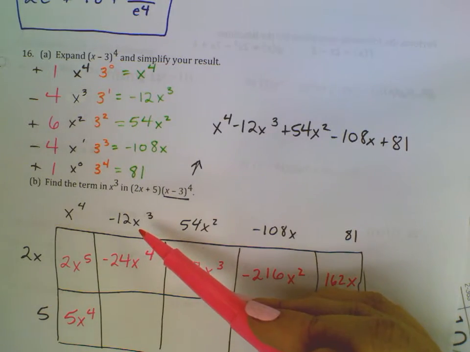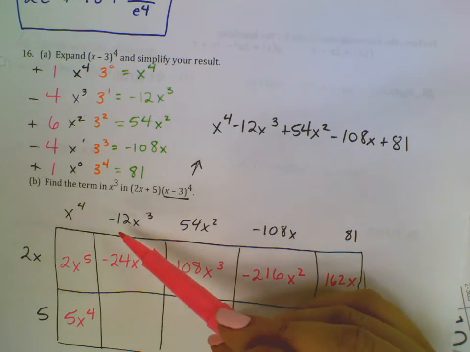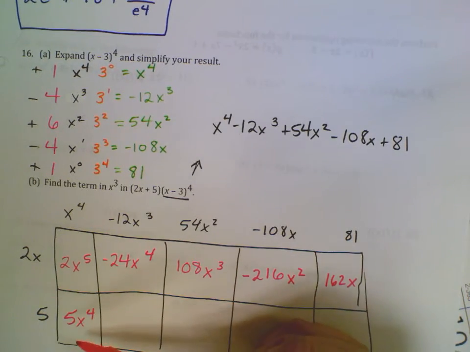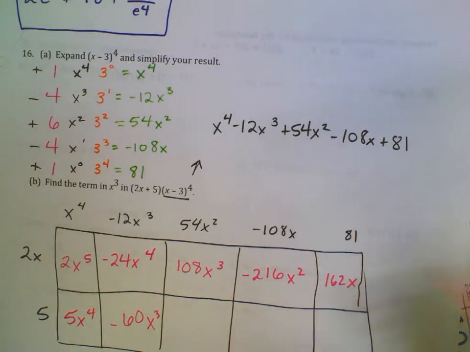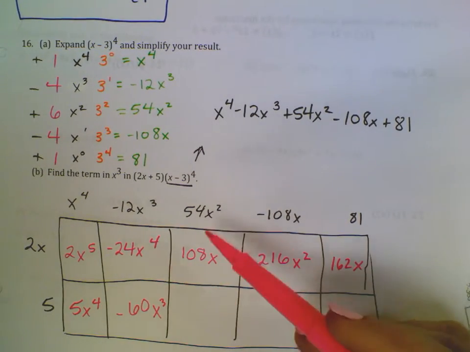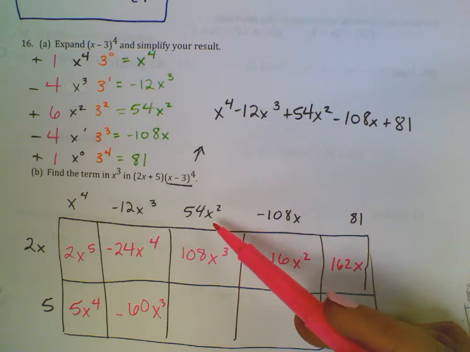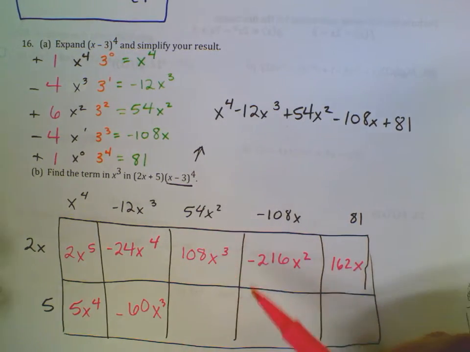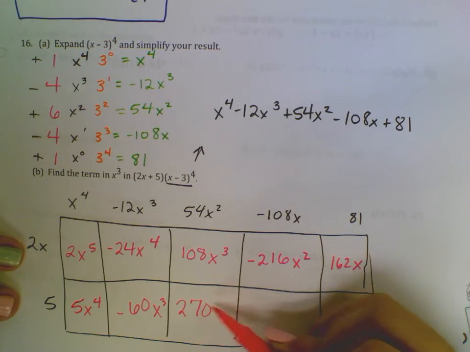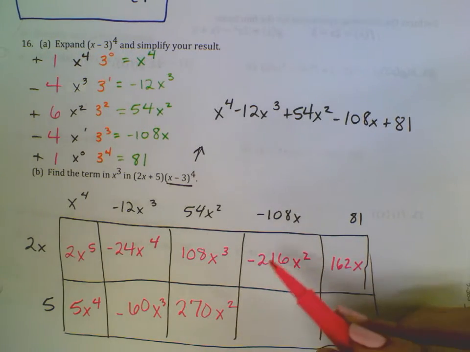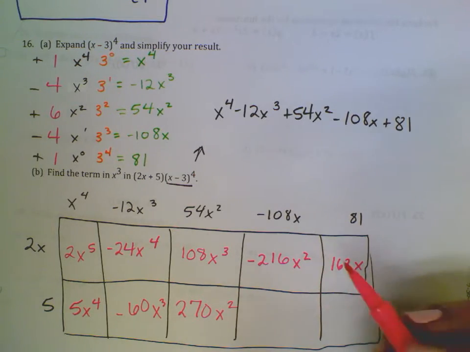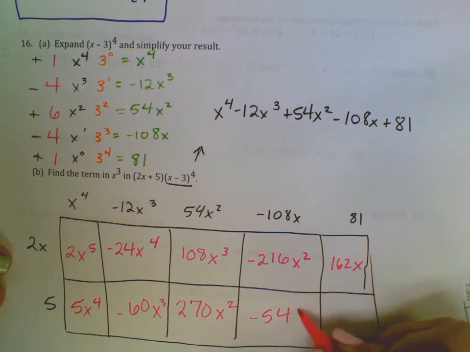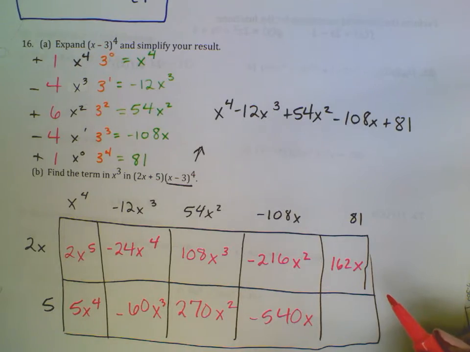Negative 12x cubed times 5 is negative 60x cubed. 54x squared times 5 gives me 270x squared. 5 times negative 108x gives me negative 540x. And 81 times 5 gives me 405.